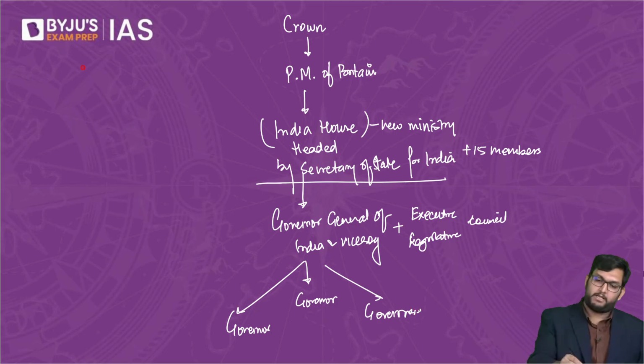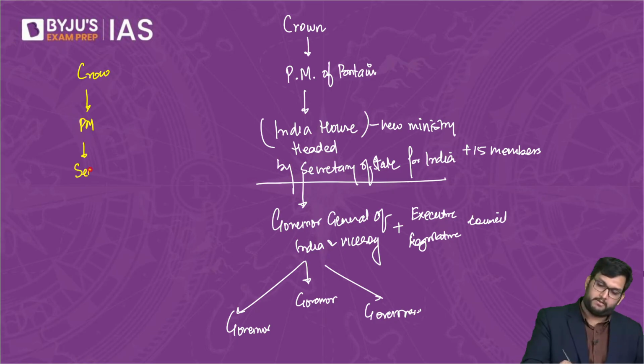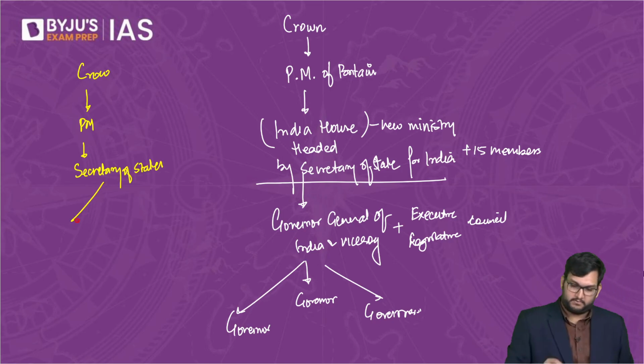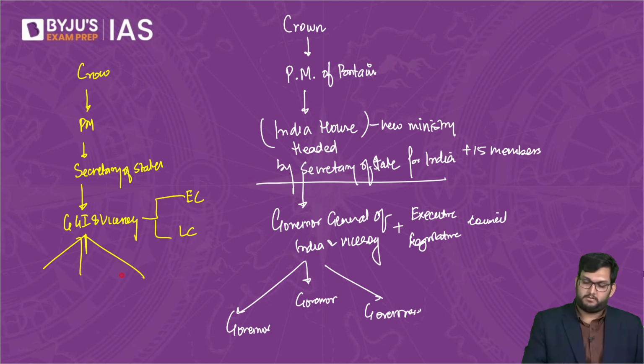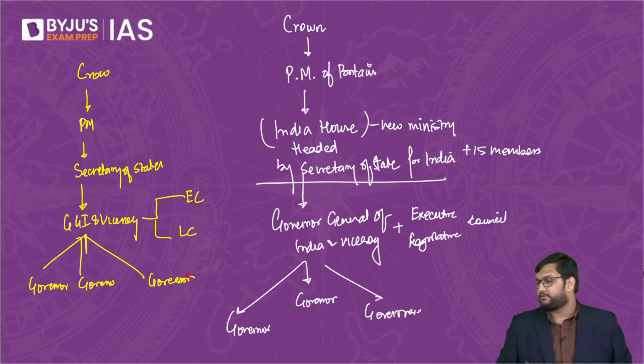Simple to simple: Crown, PM, Secretary of State, GGI and Viceroy, Executive Council. Now is this clear, please?